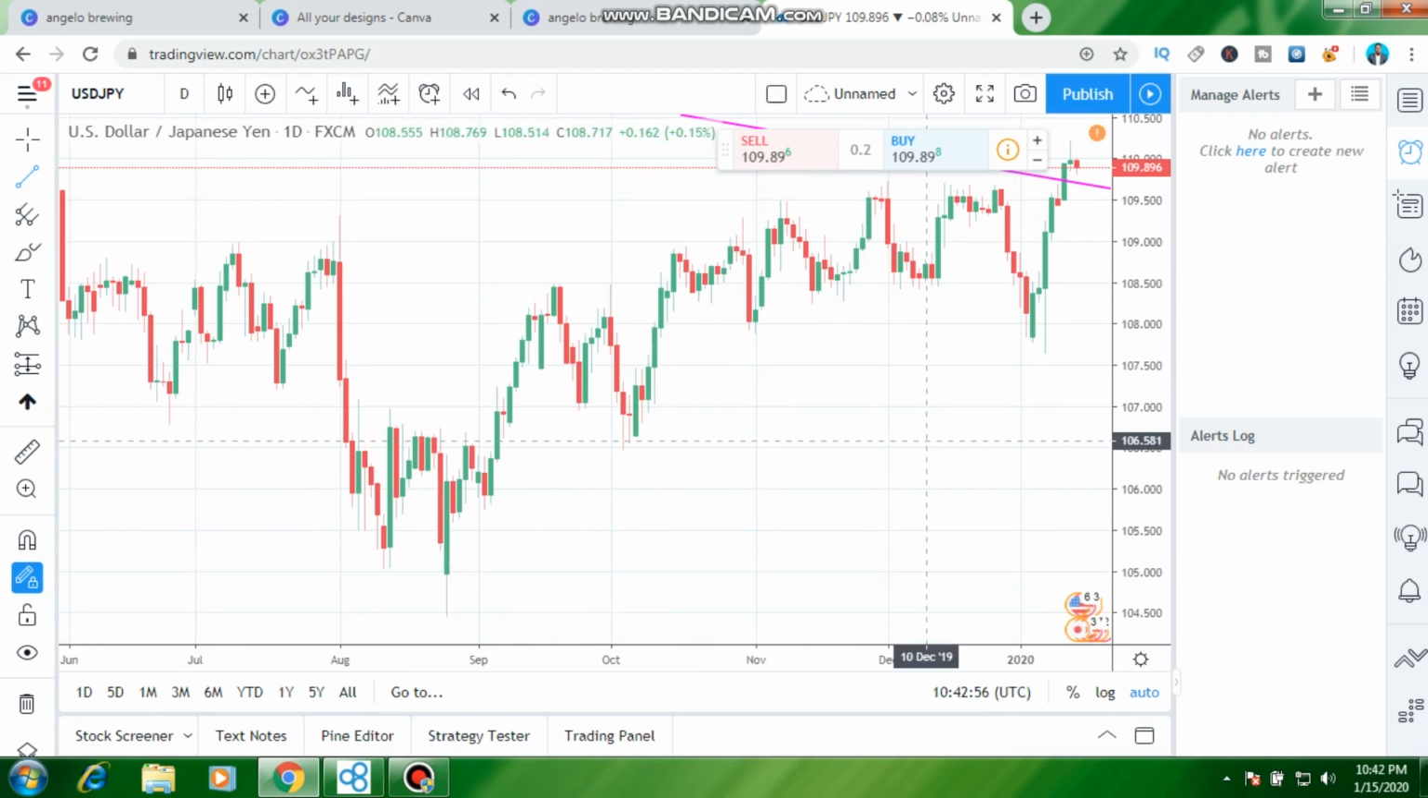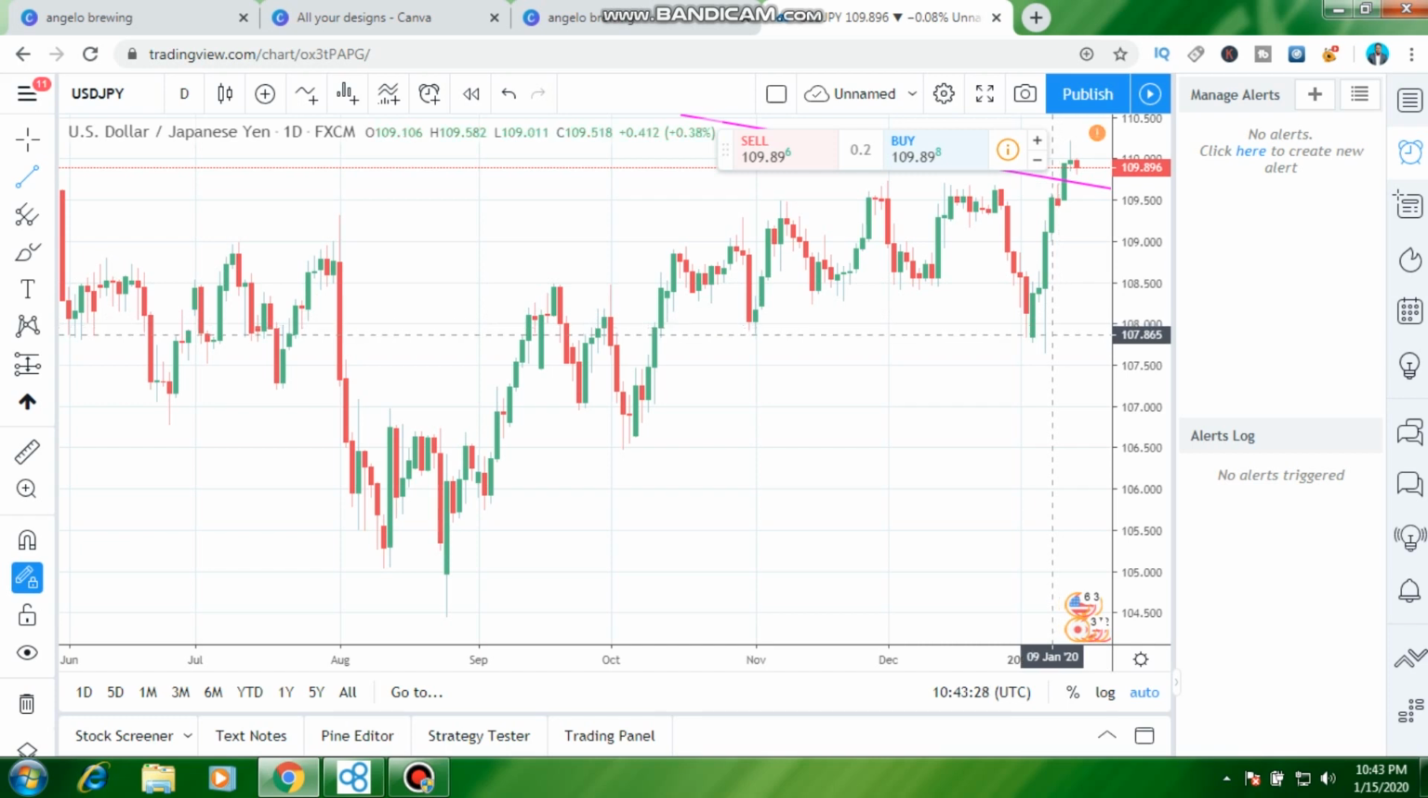Good. So on the daily time frame, you can put a sell trade here, maybe with a lot size of 0.01 or 0.02, since you want to see how this turns out. And then your first TP can be around here, somewhere around 107.90. That can be your first TP.